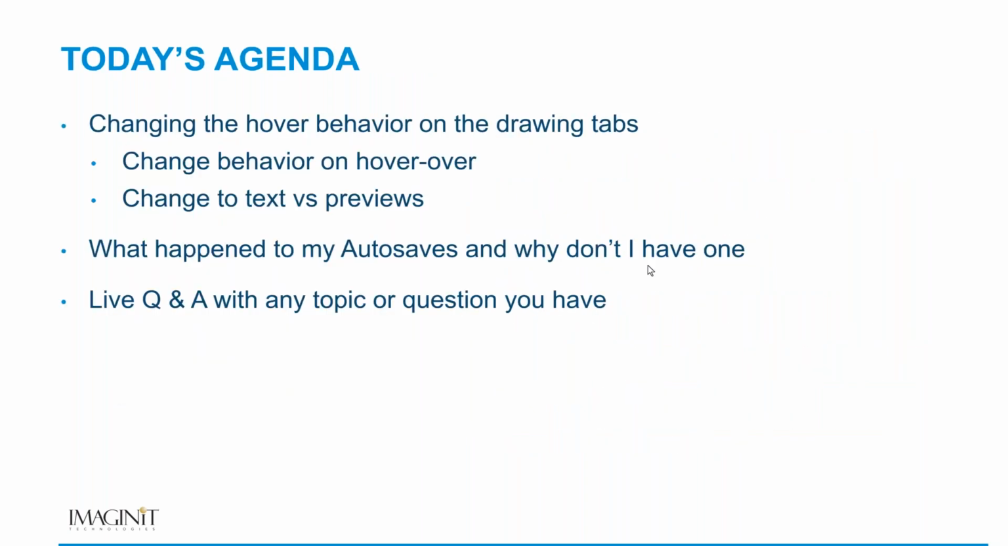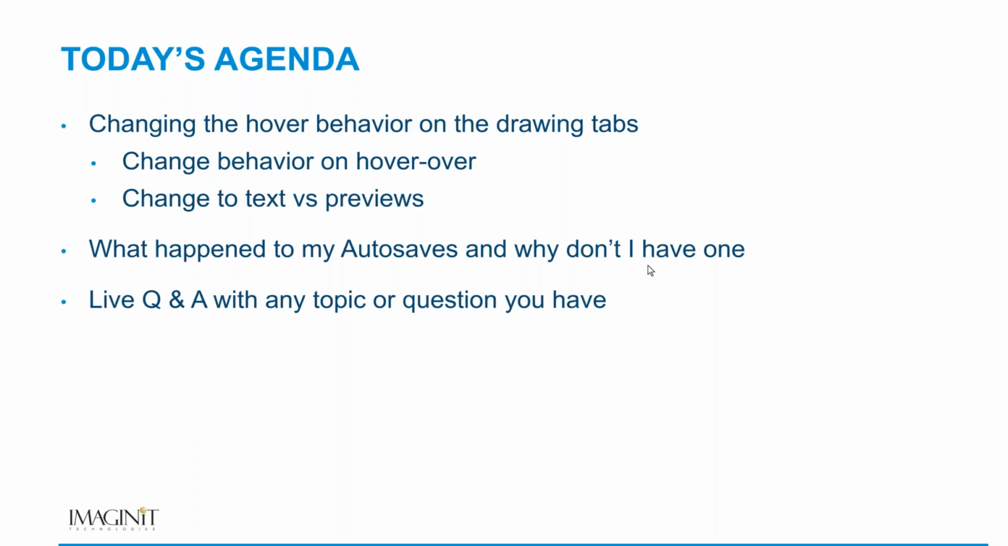And today's agenda. We're going to talk about one of the things that drives people crazy, which is the hover behavior on the drawing tabs at the top. We're going to talk about how to change the behavior on the hover over and how to change to text versus the graphical preview. We're going to do both of those. Then we're going to talk about what happens to my autosaves and why I don't have one. I run into this probably once or twice a week. And we're going to talk about specifically why those things disappear, why you don't have autosaves when you believe you should have one, and things to watch out for.